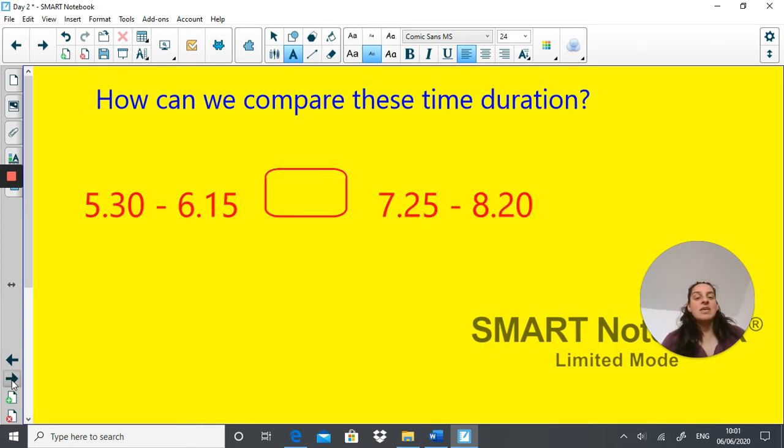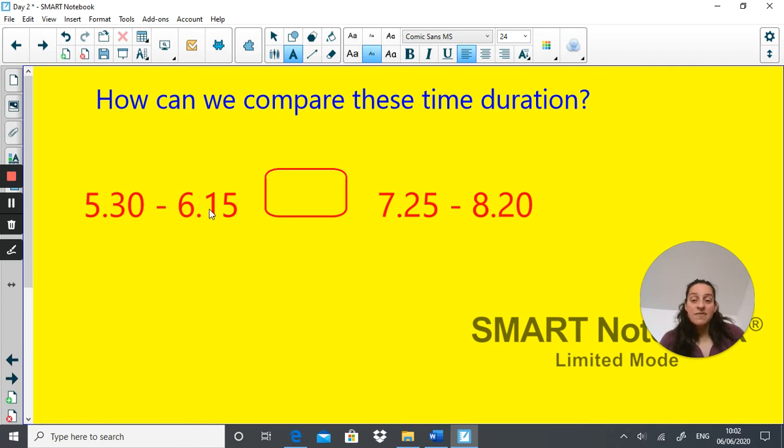Okay, so how can we compare these time durations? Now here, what you have is two time durations. So here you have to work out the elapsed time between these two times, and then compare which one is bigger and which one is smaller, or is the time equal. So you could, in theory, make two number lines for these two. So let's do this one together, and then you guys can do the example.